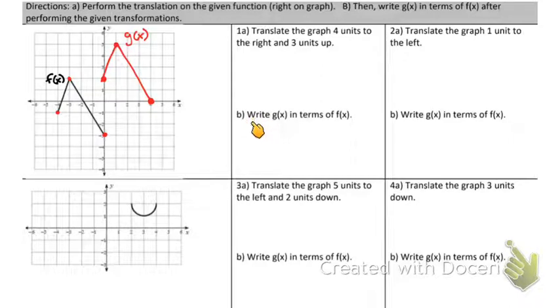Now we're going to go to 1b. Write g of x in terms of f of x. So if you watched the video from Monday, you know that every graph that's translated has an h and a k. So let me write this out. So if we have a graph, we'll call it f. Every graph has an h and a k. Okay? So what does that mean?